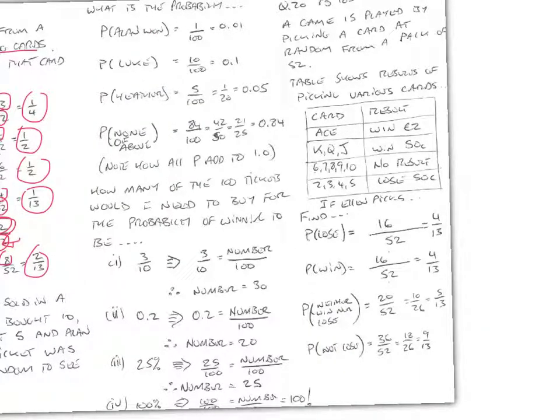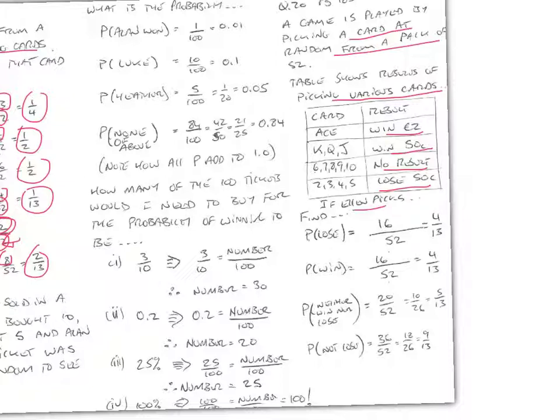A game is played by picking a card at random from a pack of 52. The table shows the results of picking various cards. So an ace, you win €2. King, queen, and jack, you win 50 cents. 6, 7, 8, 9, 10 is no win or lose. But if you pick a 2, 3, 4, or 5, you'll lose 50 cents.